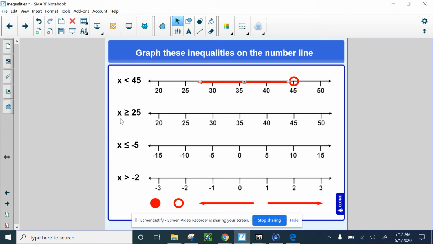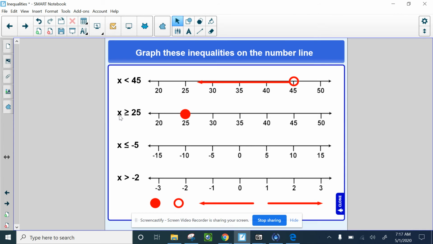Okay, let's look at our next example. x is greater than or equal to 25. Because of this line underneath, I know 25 can be part of the solution set. It can equal 25 or be greater than it. So because of this line underneath, I'm going to choose my closed circle. I'm going to put it on 25 because again, that's my number in the problem. That's how I know where to put my dot.